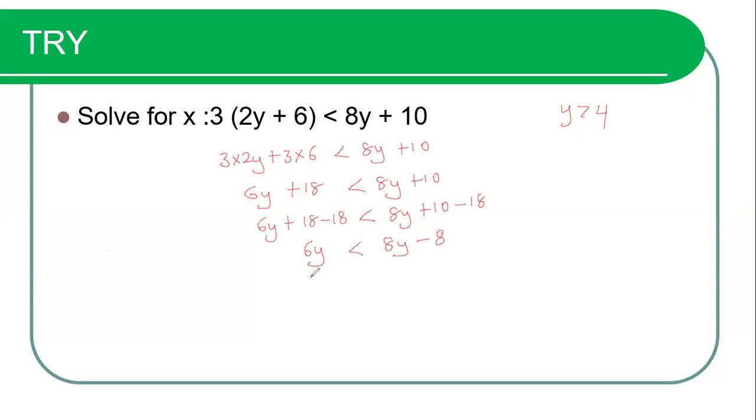Then I had 6y minus 8y is less than 8y minus 8y minus 8, giving me negative 2y is less than negative 8. Then I rearranged the statement. Then I divided negative 2y by negative 2, which is greater than negative 8 divided by negative 2, giving me y is greater than 4.